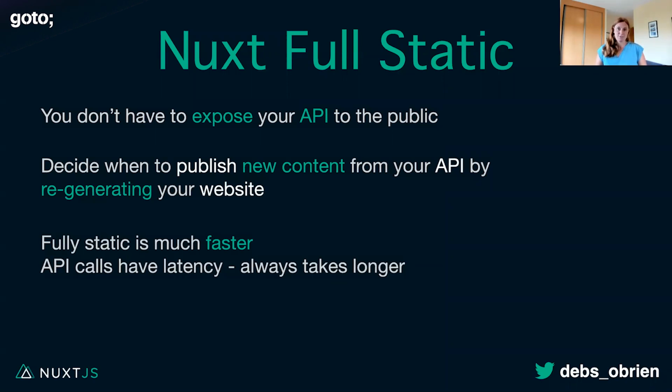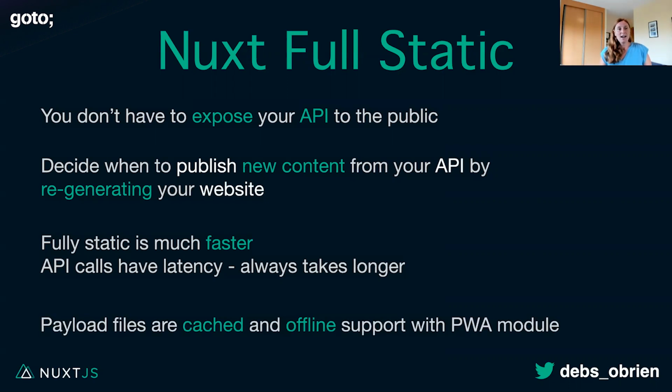And fully static is much faster, right? Obviously, API calls have some latency. It always takes a little bit longer. And full static, it's much faster, and fast is good. And what we do is we cache the payload files. So it's much better for offline support. So basically at build time, it's going up, it's getting those API calls, it's bringing them down, it's saving them in a cached folder.